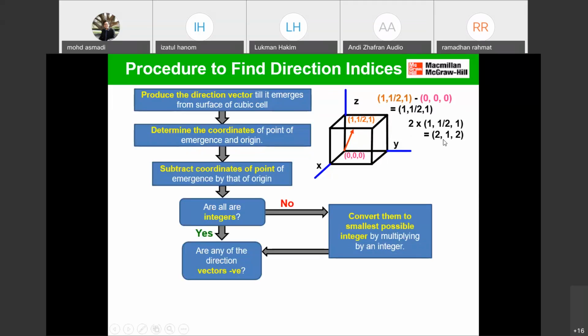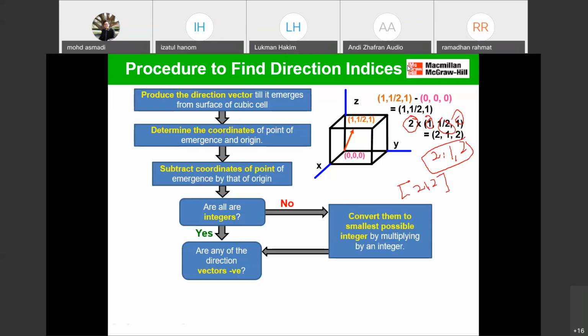you have to times it with 2. Since we want integers, once you times with 2, we can get 2, 1, 2. Then you have to convert it into brackets, and check whether there is a negative direction or not. Since there is no negative direction, the answer is going to be [2 1 2].